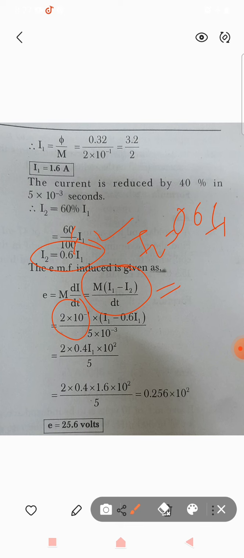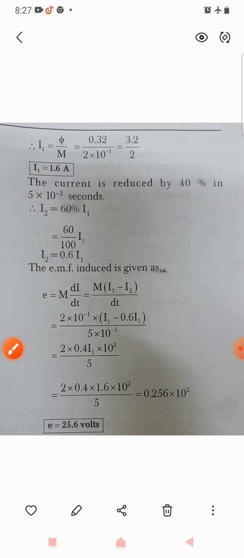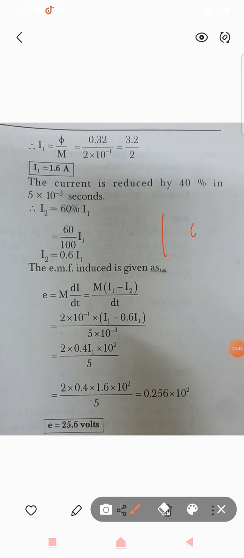So 2 into, here you will observe that 1.0 minus 0.6 is 0.4, right? So that subtraction will be done here. So 2 into 0.4 into 10 raised to 2. So how does this 10 raised to 2 come? Here you will observe that 10 raised to minus 1 is there, and this minus 3 goes to the plus.